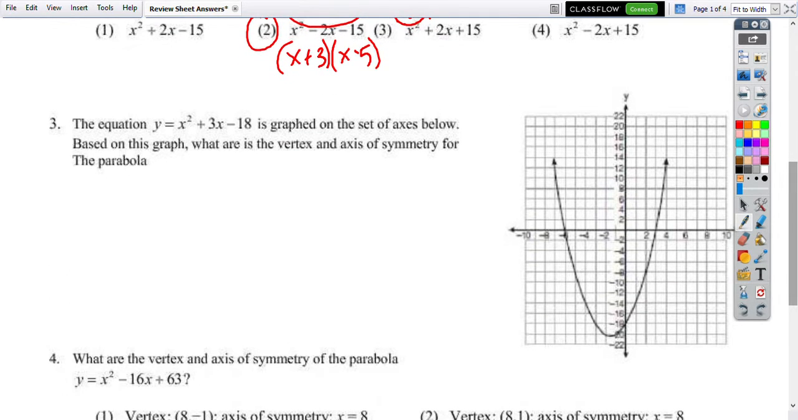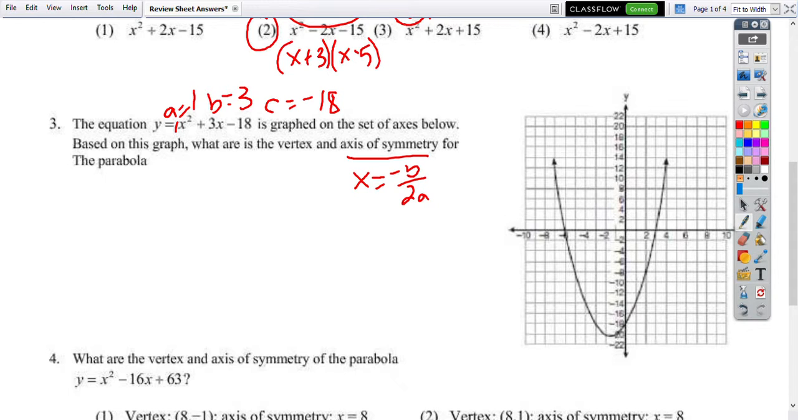Number 3. Okay, graphed on the axis below, parabola, what is the vertex and axis of symmetry? So the axis of symmetry equation is x equals -b over 2a. So here, a is the number in front of the x squared, so that's 1. B is the number in front of the x, which is 3. And c is the constant number, just the number on the end, and that is -18.